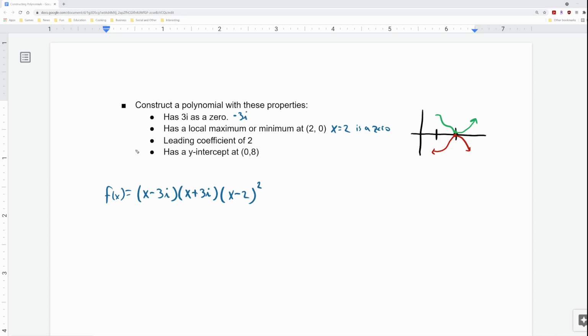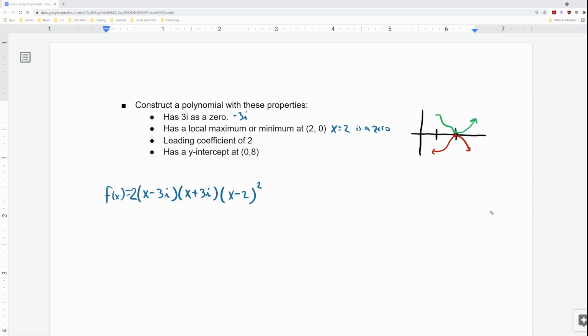Bullet point number 3 says the leading coefficient needs to be 2. This is the easiest bullet to fix. If you imagine multiplying all this out, the first term, you would have x times x times x times another x because we have exponent 2. So you'd have x times x times x times x is x to the 4th. But we want the coefficient to be 2. So instead of 1x to the 4th, we want to get 2x to the 4th. So let's just multiply the function by 2. That'll do the trick.